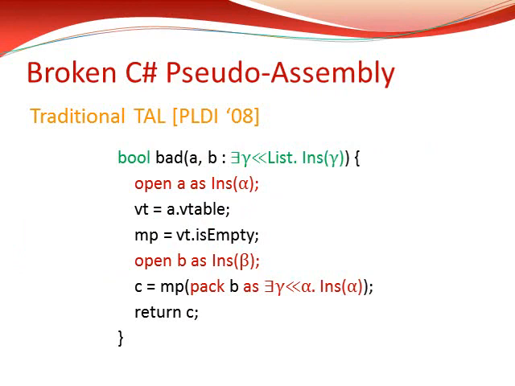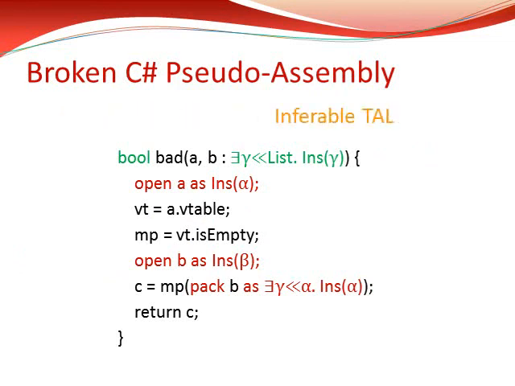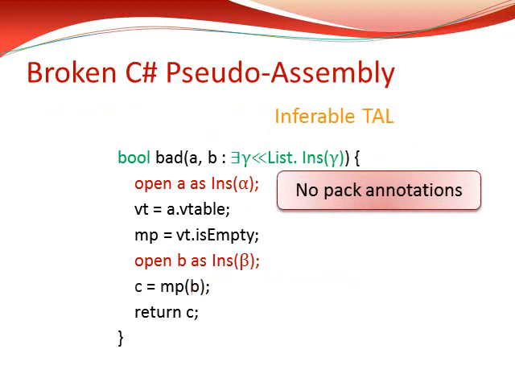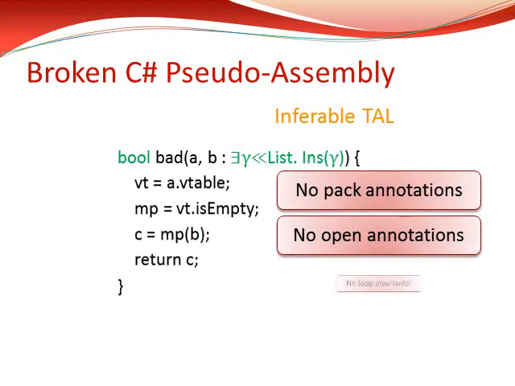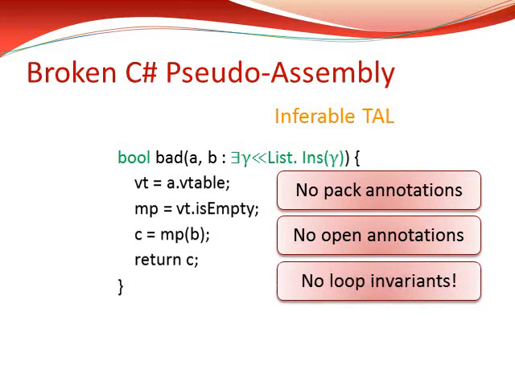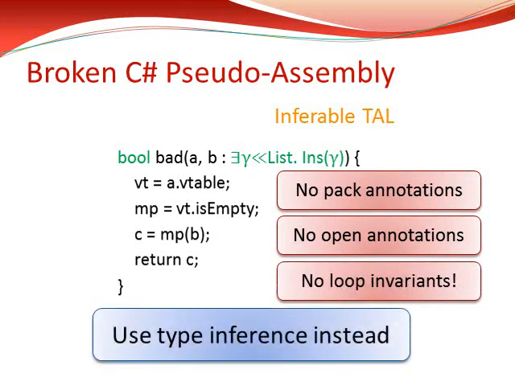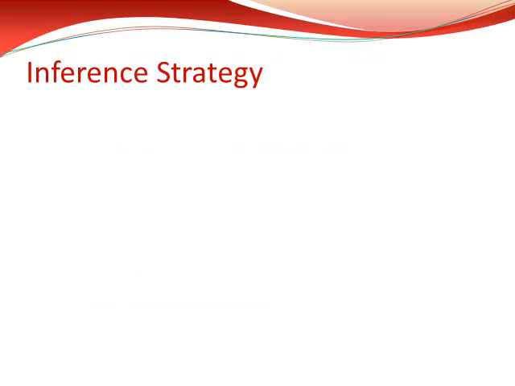Of course, to pull this off, we had to insert a number of pseudo instructions which had to be preserved all the way from the C# level. So instead, in our Inferable typed assembly language, we're able to remove all pack annotations, all open annotations, and furthermore, we didn't even need loop invariants, which I didn't show you here.